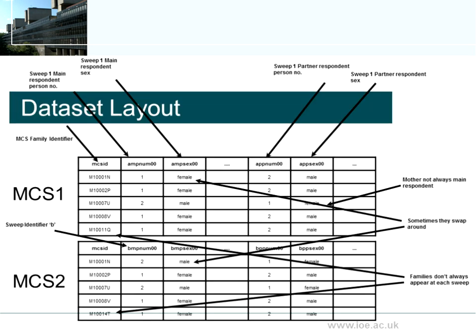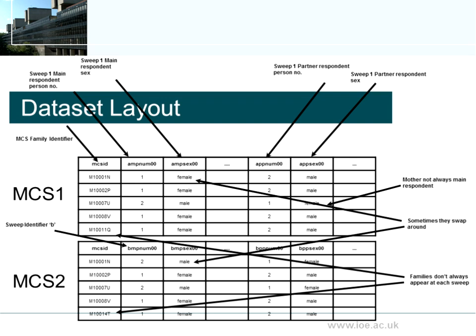Another issue to keep in mind is that main respondents do change over time. So on this table, this is an extract of data from MCS. You can see that MCS ID is the family identifier, and this is MCS1, so wave 1, and wave 2. The first line is for the same family. However, you can see that the main respondent identifier is 1 in the first wave and 2 in the second. And there's a change in gender.